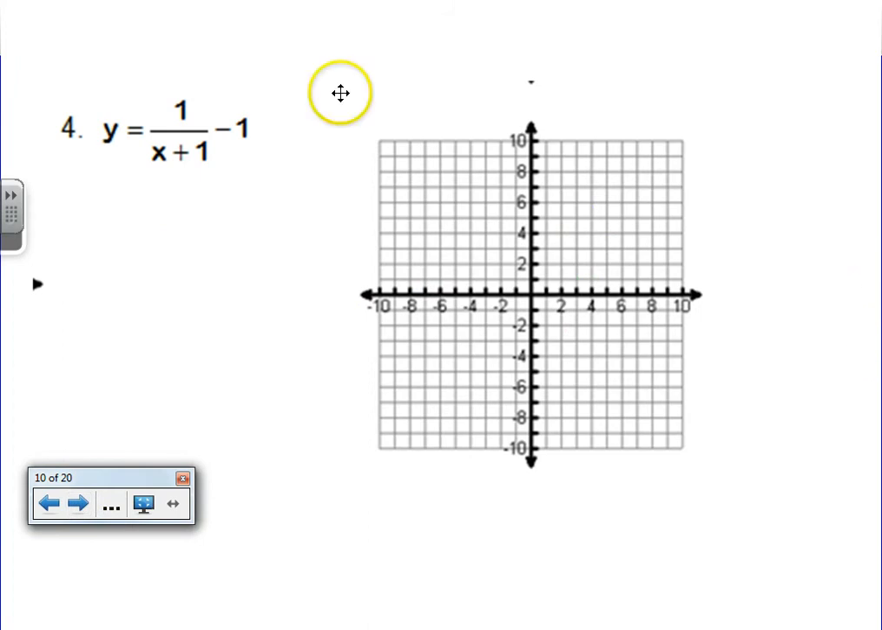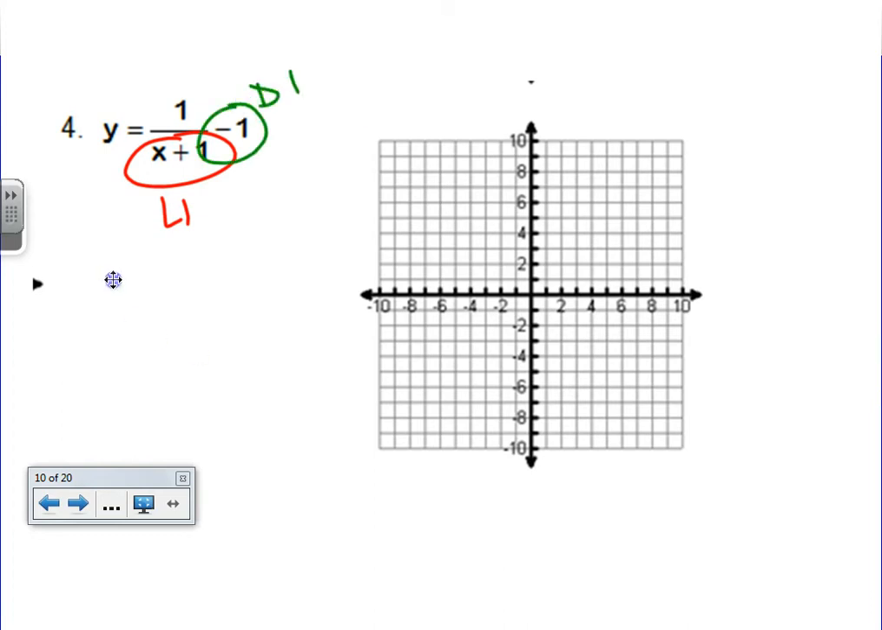All right, the next example, x plus 1 means this was shifted left 1. And then this -1 here means it was shifted down 1. So talking about our vertical asymptotes, that is x equals -1. And our horizontal asymptote is y equals -1, because it's down.